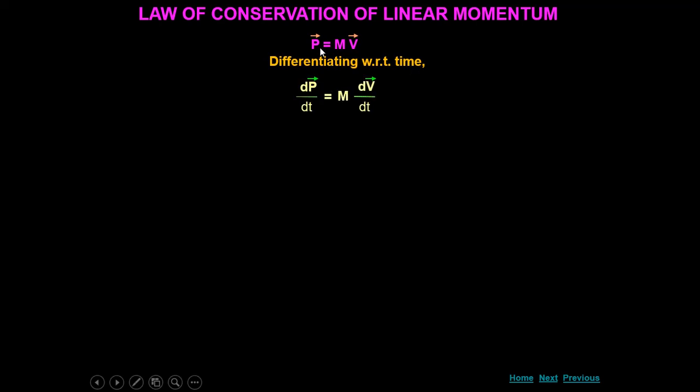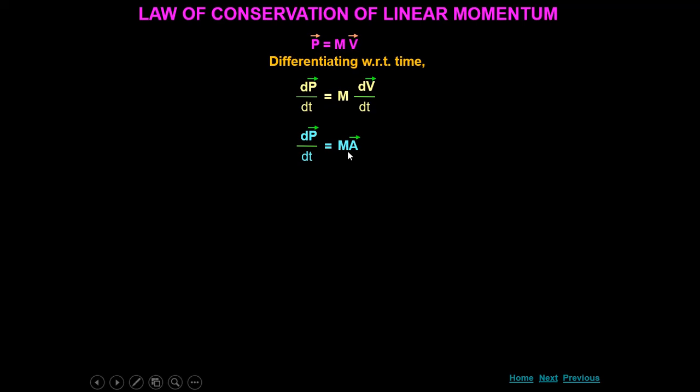So if it is changing, how should we write it? dp/dt equal to M dv/dt. dv means change in velocity, dt means change in time. Change in velocity upon change in time, according to the definition, must be equal to capital A, acceleration of center of mass. MA means the product of mass of system and its acceleration of center of mass.